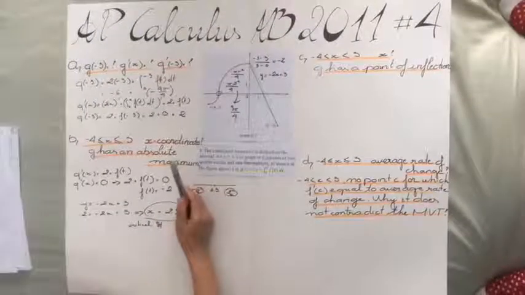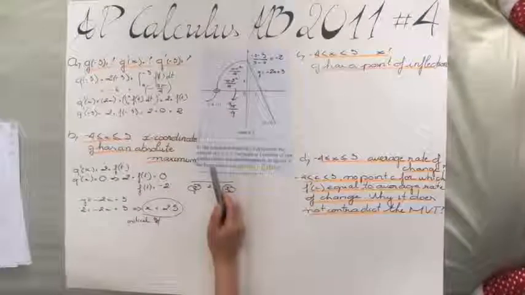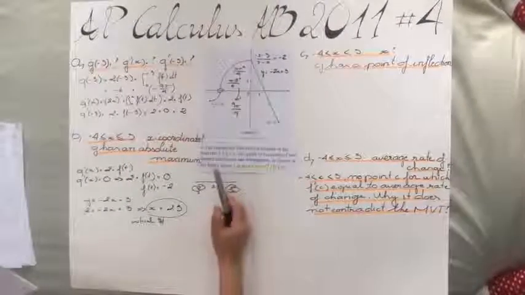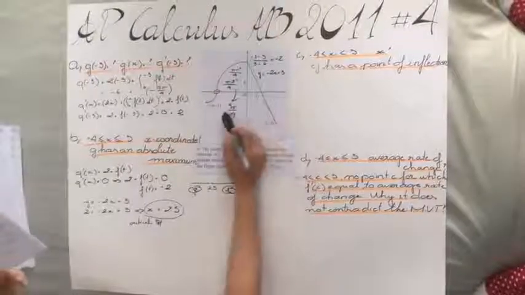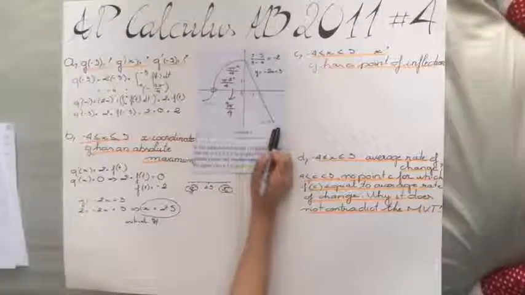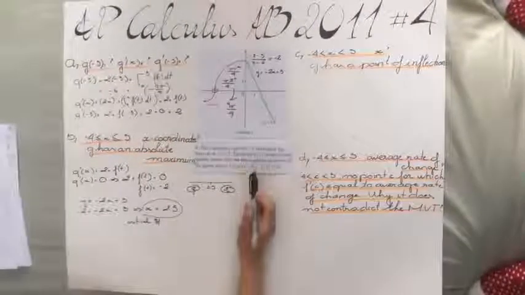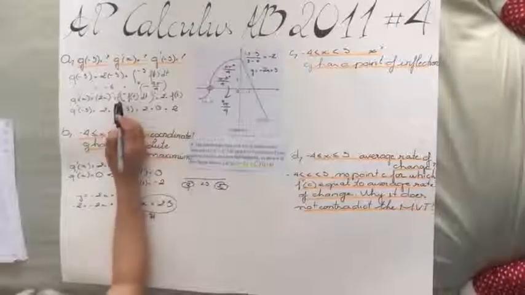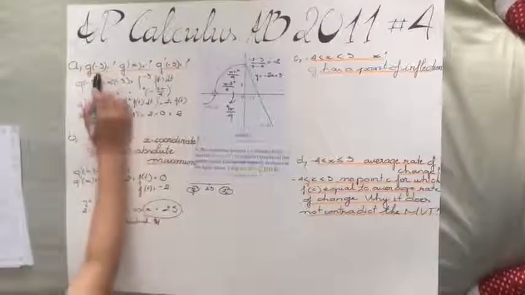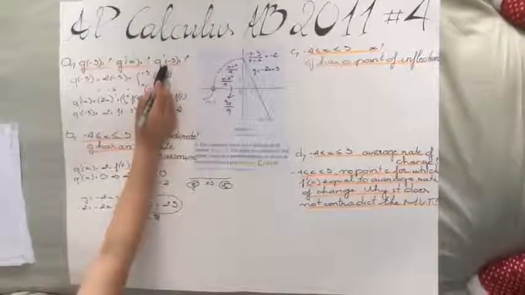So in this video, we'll talk about the 2011 AP Calculus free response question number 4. Here we have a continuous function f on the interval from -4 to 3, inclusive, made of two quarter circles and one line segment, and we also have g of x. In part A, we have to find g of -3, g prime of x, and g prime of -3.